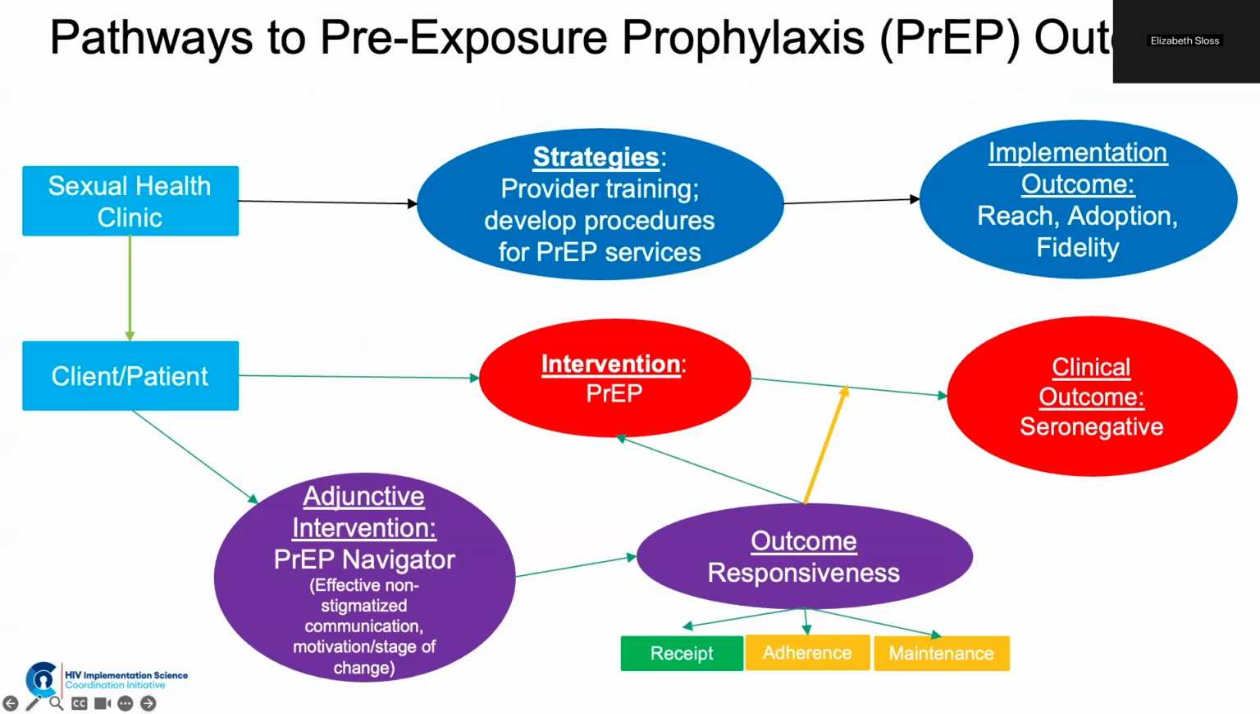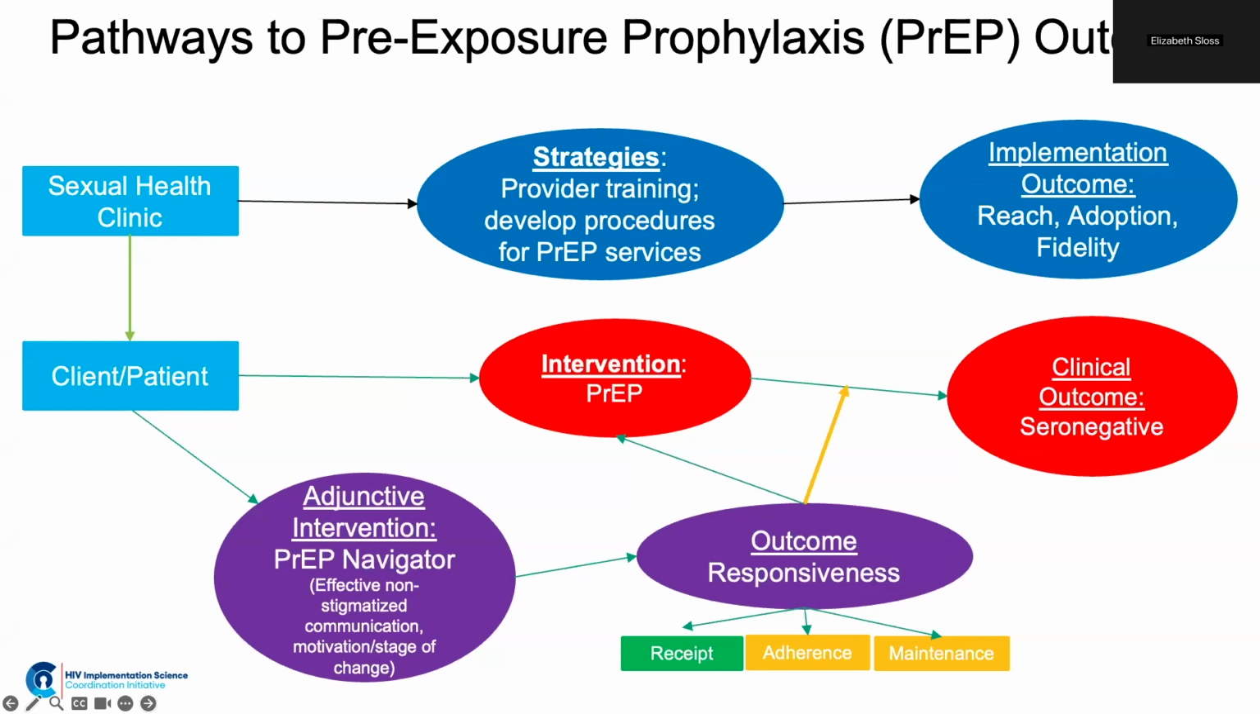Just to really clarify this, this is a pathways to PrEP. Let's imagine a scenario with an STD or sexual health clinic setting that conducts HIV testing and offers PrEP. In this example, we see the clinic level implementation strategy, such as provider training. This links with an implementation outcome: adoption, reach, and fidelity. And the intervention, PrEP, is delivered to the patient to achieve a seronegative status. An adjunctive intervention, peer navigation, is also delivered to the patient, but is not directly impacting the health outcome. So it's not the intervention, it's an adjunct to the intervention. And it's also not improving adoption, implementation, or sustainability of PrEP.